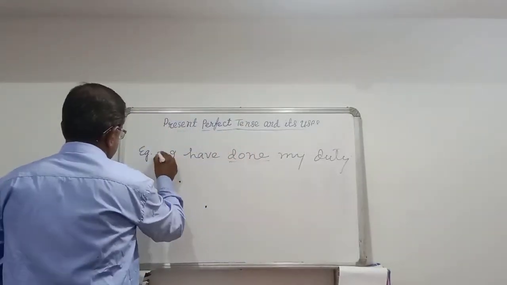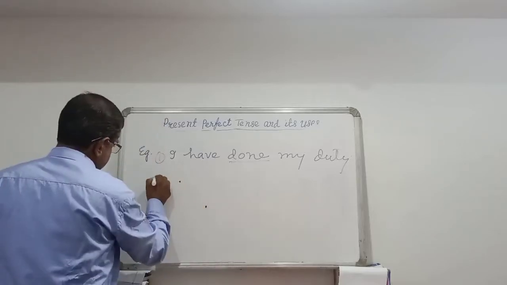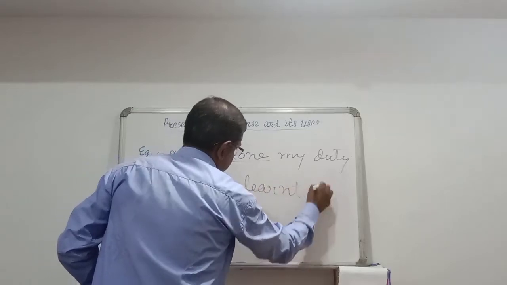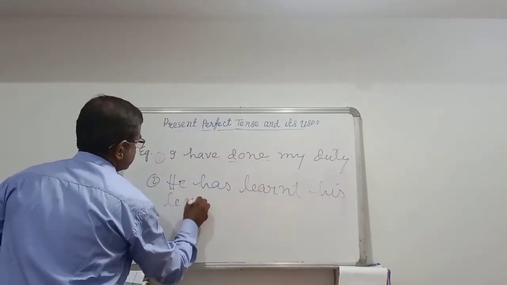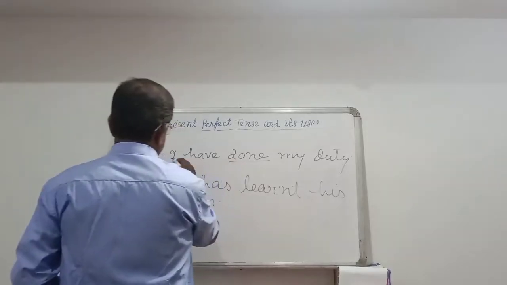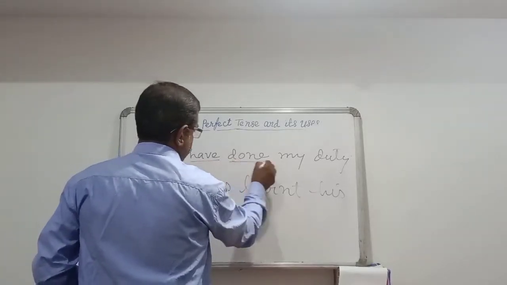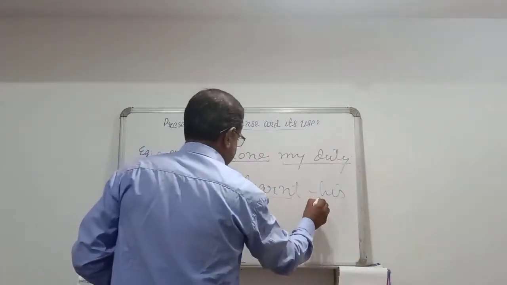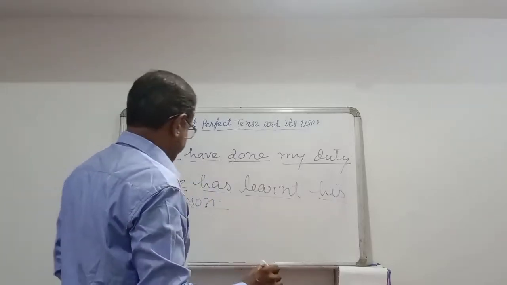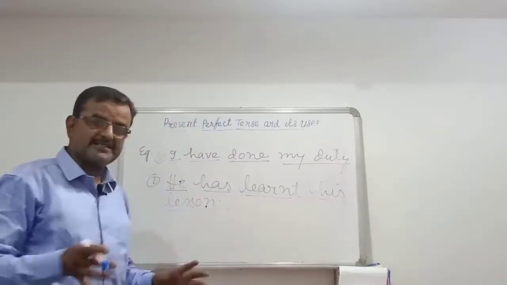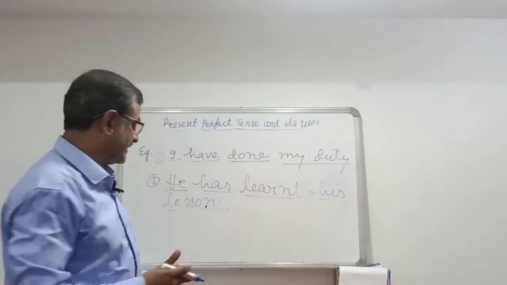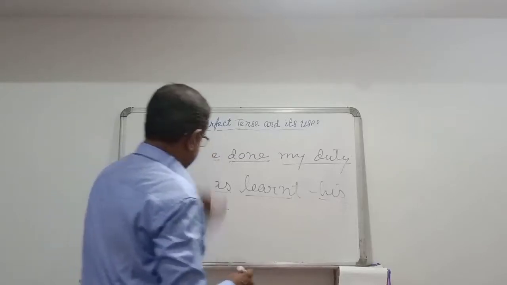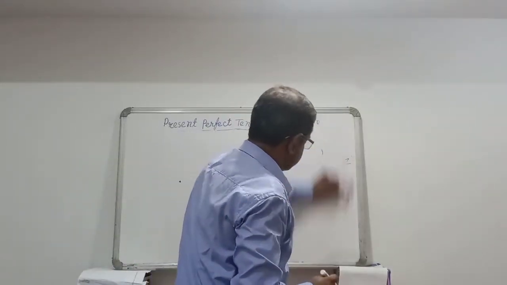And another example you may take: he has learned his lesson. So the pattern is subject plus have plus verb 3 plus extension. Subject has verb 3 and extension. So present perfect tense is used in order to show an action that has just been completed. And another use of present perfect tense is number 3.